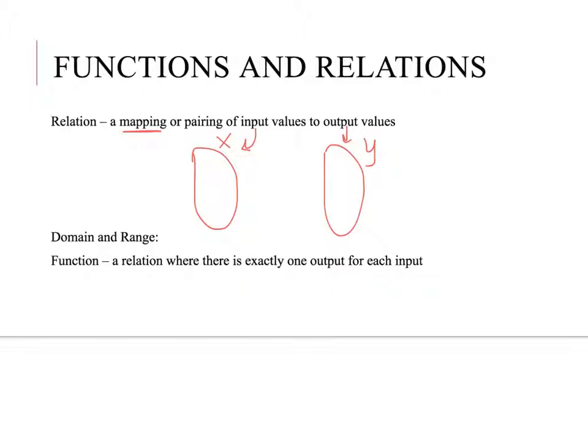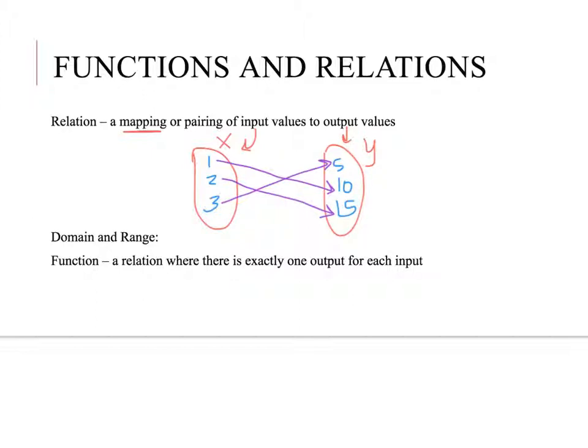And so maybe we have the numbers 1, 2, and 3 in our x, and 5, 10, and 15 in our y. And then you just show which x maps to which y. So maybe 1 maps to 10, and 2 maps to 15, and 3 maps to 5. And so that's a mapping. So this whole thing here is called a relation. It's a mapping from the input values to the output values.